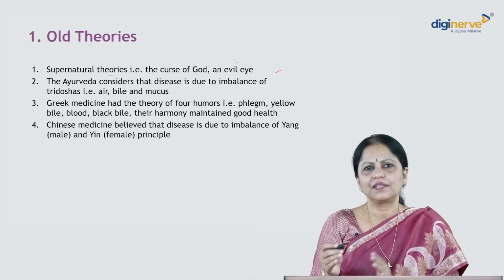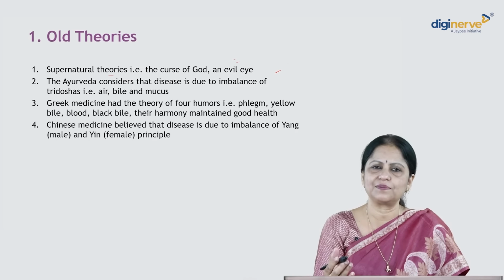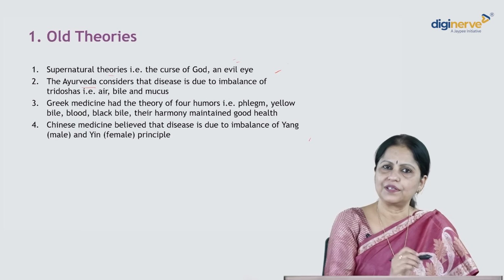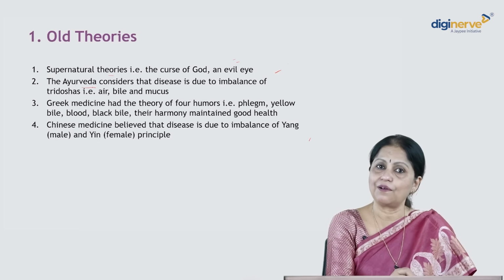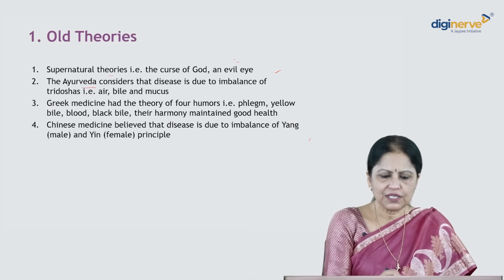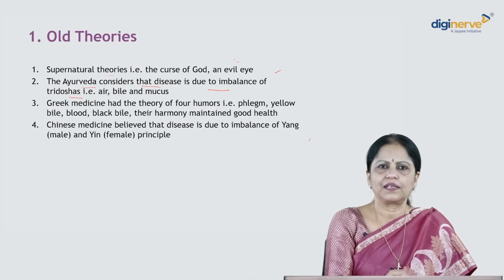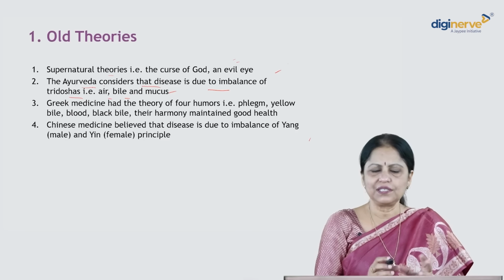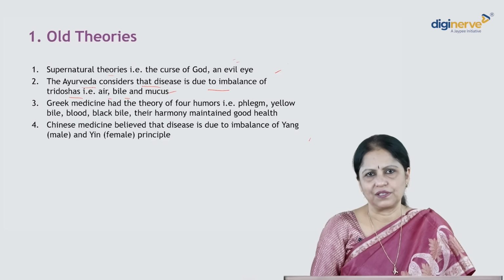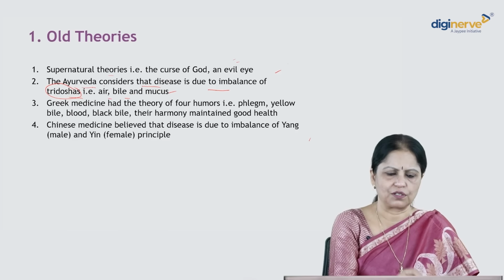Then gradually things changed, understanding happened, and in different countries, different systems of medicine developed. And more or less these are similar in the concept. So in India, the Ayurveda developed. This is the indigenous system of medicine of our country, and it was quite advanced in all aspects. So this considered disease due to imbalance of three doshas, that is air, bile and mucus. So these three elements, there is imbalance of these three, no harmony of these three, and that is why this is known as three doshas or problems.